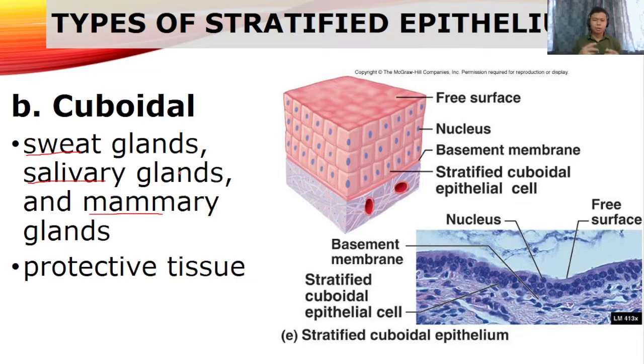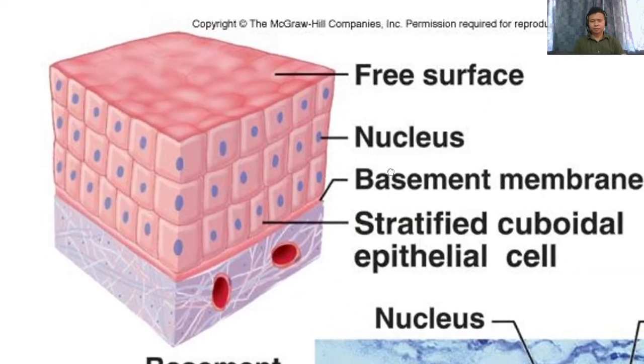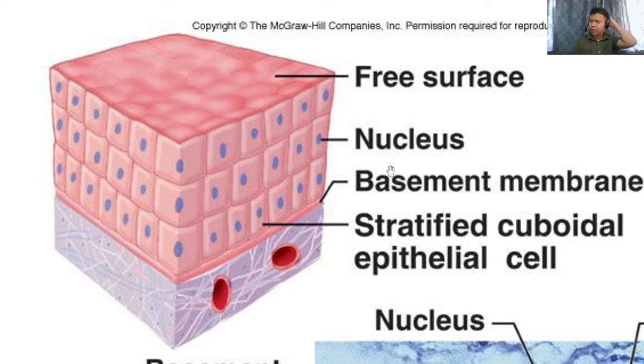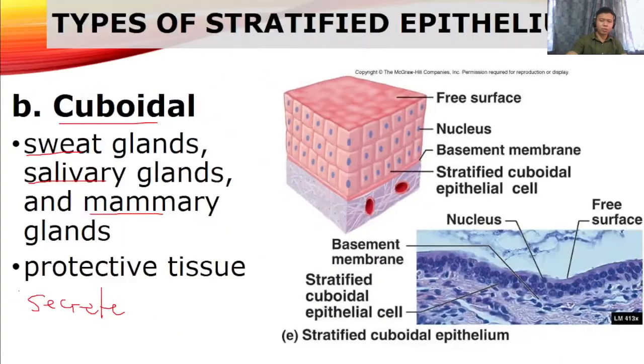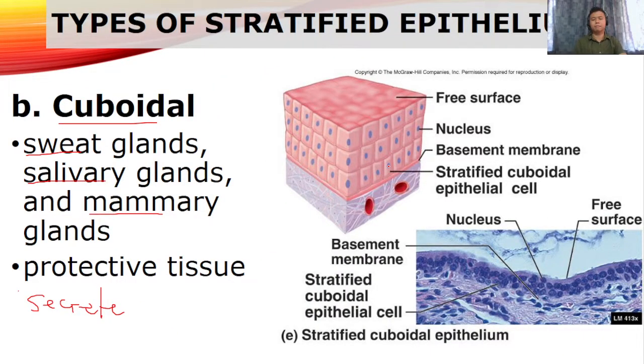Okay, so these secretions perform different functions. Okay, so for the cuboidal epithelium, stratified cuboidal epithelium, its main function is for secretion and for protection as well. Okay, wherein it looks like this one. Okay, so here we have the cuboidal structure of our stratified cuboidal epithelium.